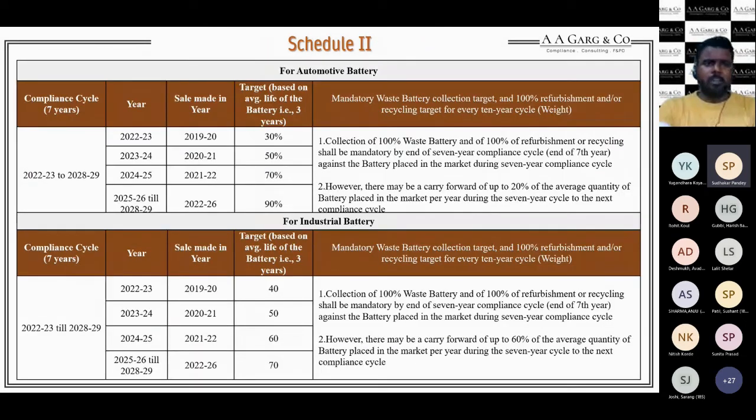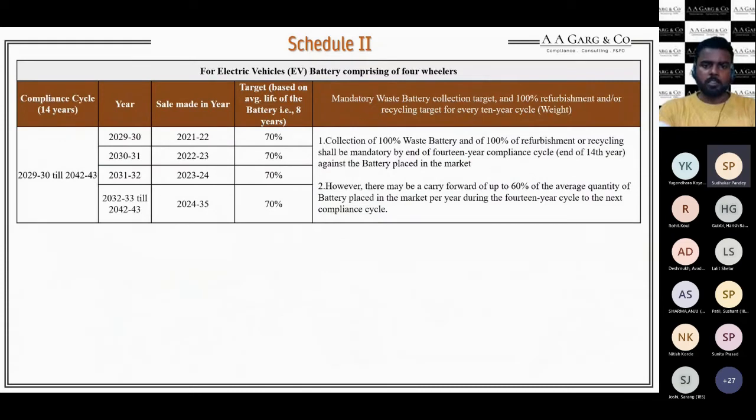Right. Similarly, in the same fashion, the target is given for the other categories of battery. For the automotive battery, the compliance cycle is 7 years, and the target year starts from 22-23. In 22-23, the target is 30% of the battery placed in the market in 2019-20. It is then increased by 20%, so it is 50% for 23-24, and it goes to 90% for the remaining years of the compliance cycle. You can all read this. It is prepared in such a manner that you will be able to know your target for which year. You can read it for the other types of battery. I will move to the next pointers.